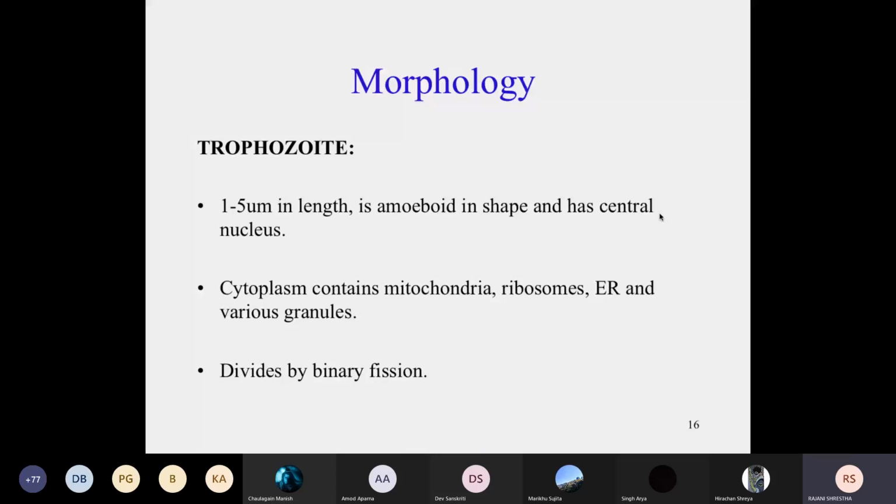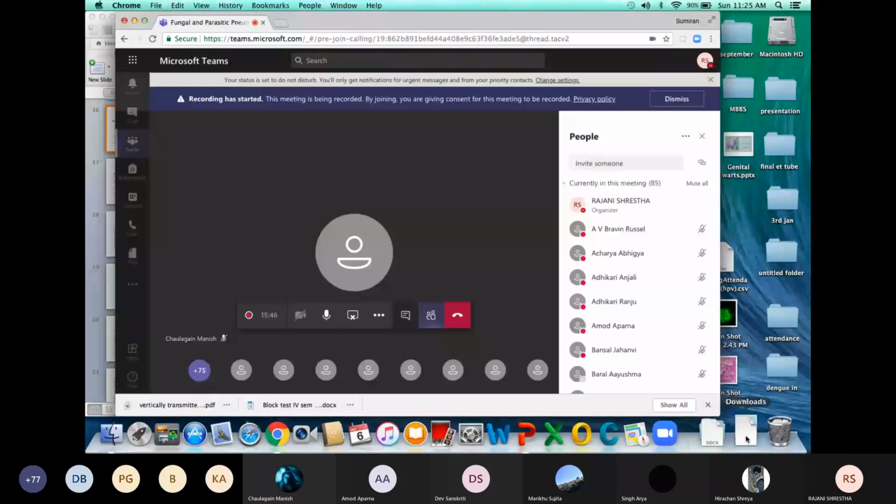Okay, Anjali Adhikari. Yes, ma'am. Okay, what is opportunistic infection? Normally, the organism remains as normal flora in the body. Whenever the immune system decreases inside the body, then this normal flora becomes responsible for the disease. Okay.